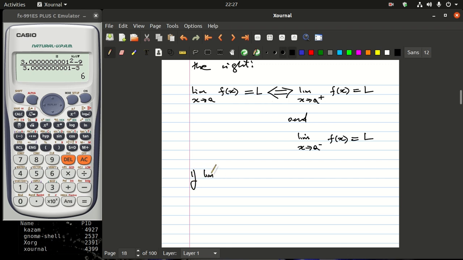If the limit as x approaches A on the right of f of x is not equal to the limit as x approaches A on the left of f of x, this simply means that the limit as x approaches A of f of x does not exist.